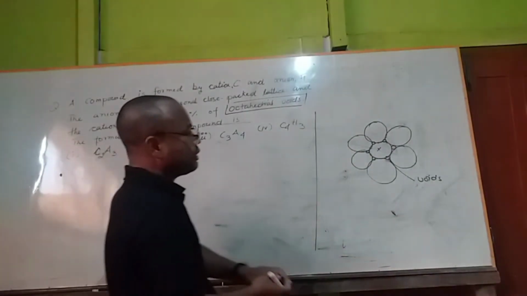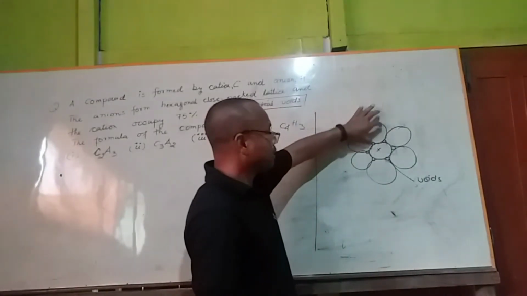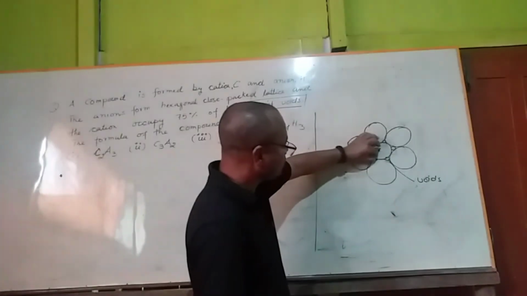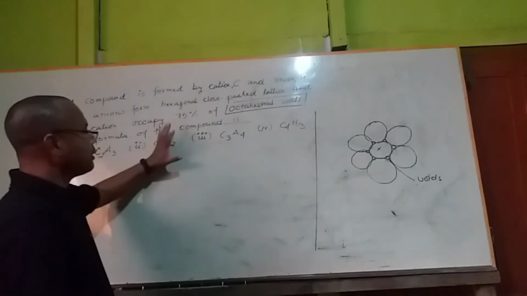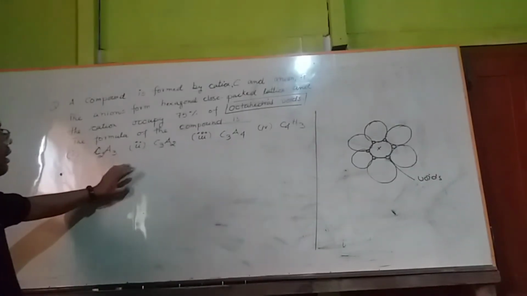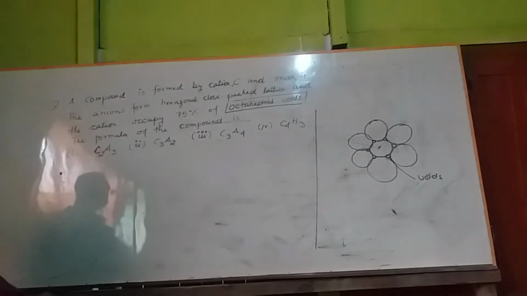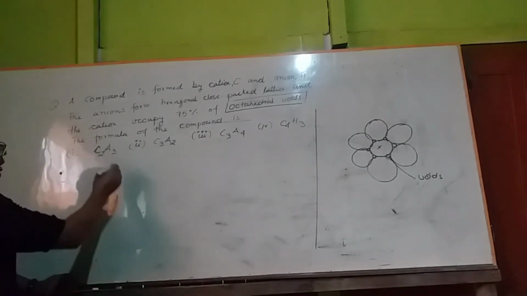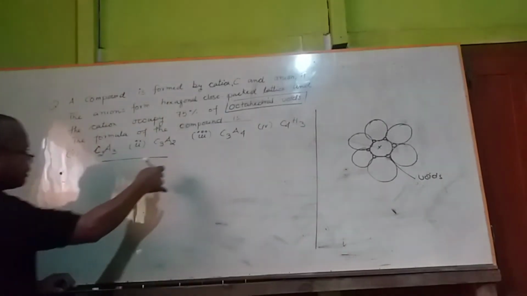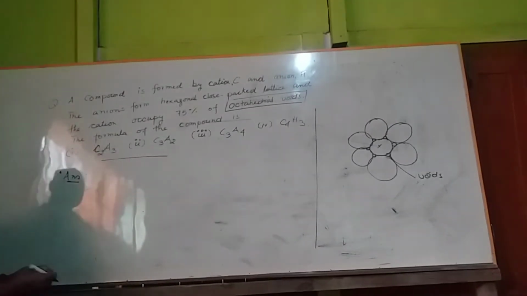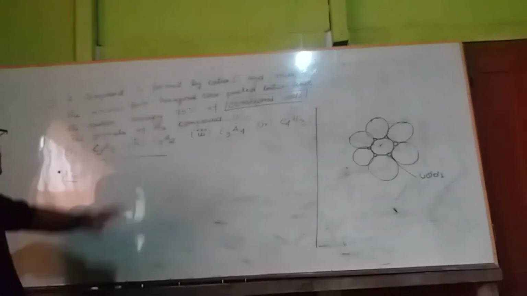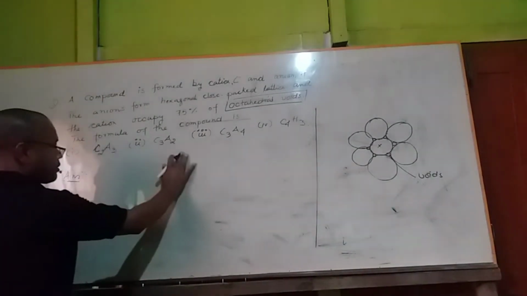Now, if you know the number of atoms present and the number of octahedral voids, we can find out their ratio. After that we can write the molecular or empirical formula. So how will we calculate? Options are given here, and we will find out which will be the answer.